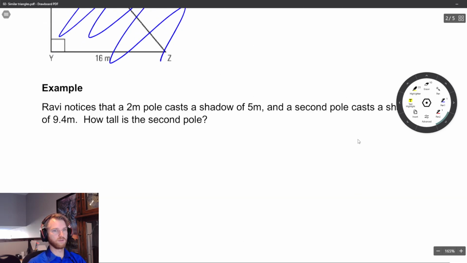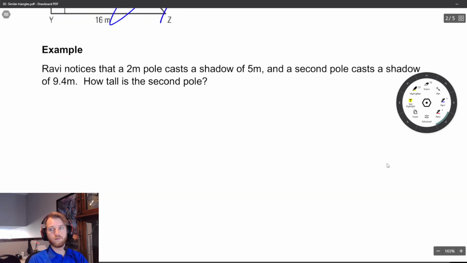Okay, and here's our last example. Anytime you get a confusing-ish word problem like this, you're going to want to draw a picture. This one says that Ravi notices a 2-meter pole casts a shadow of 5 meters, and a second pole casts a shadow of 9.4 meters. How tall is the second pole?